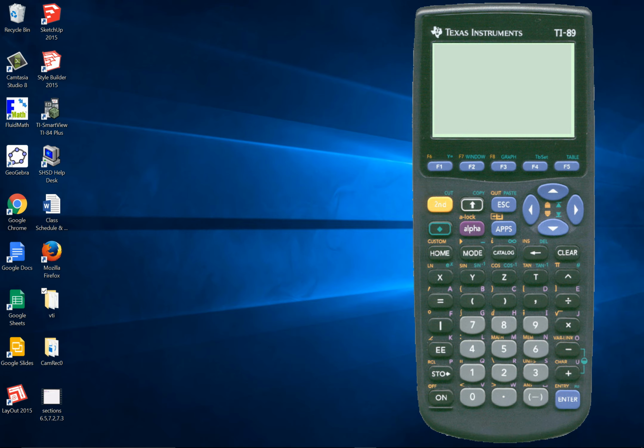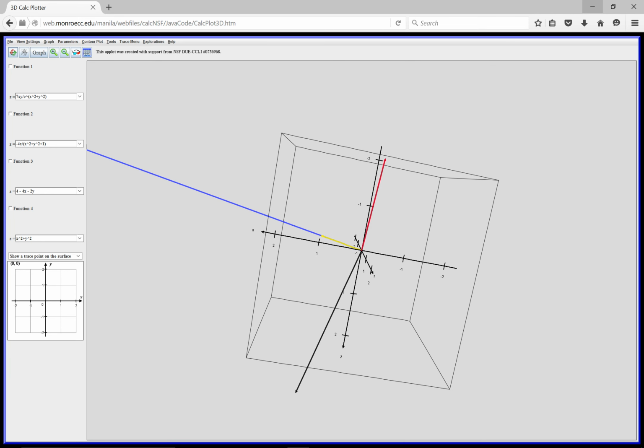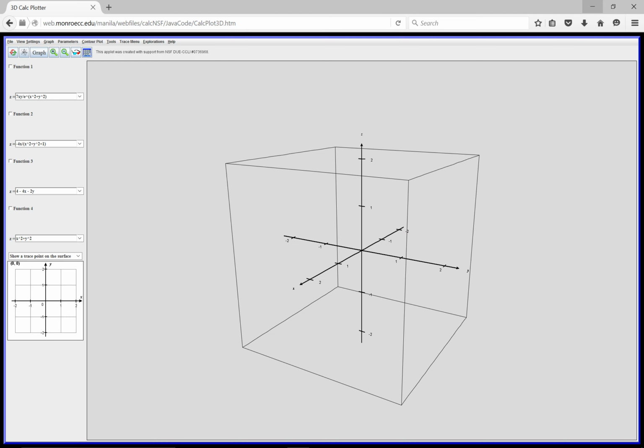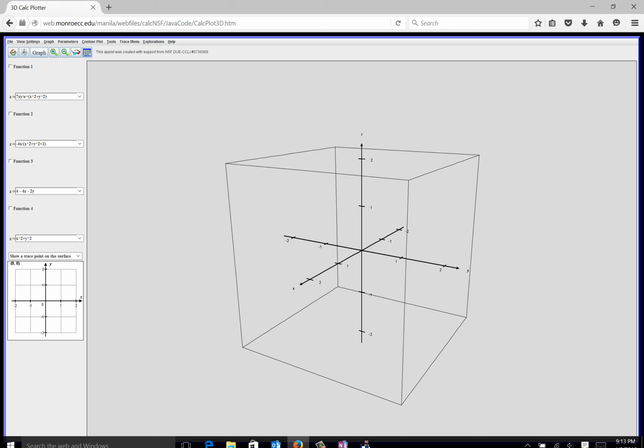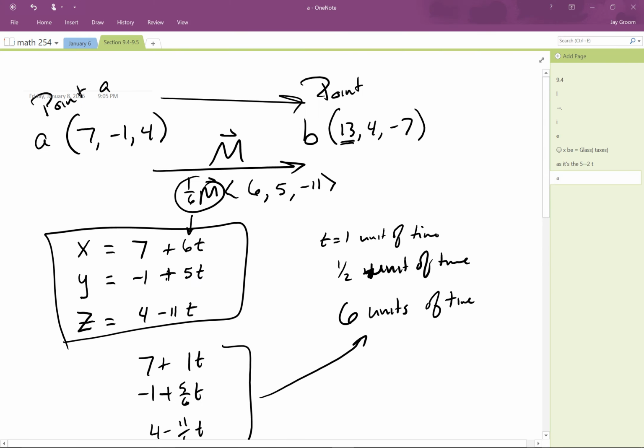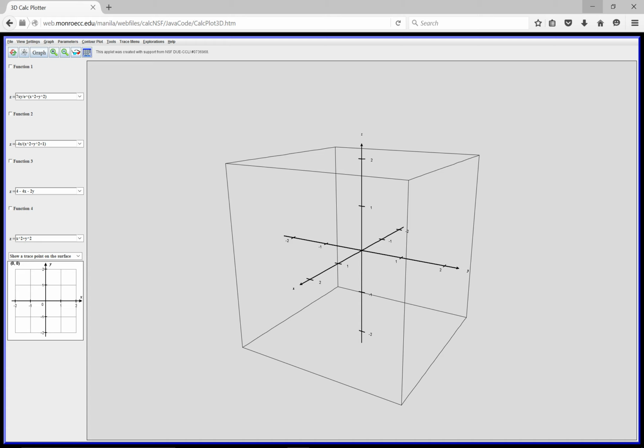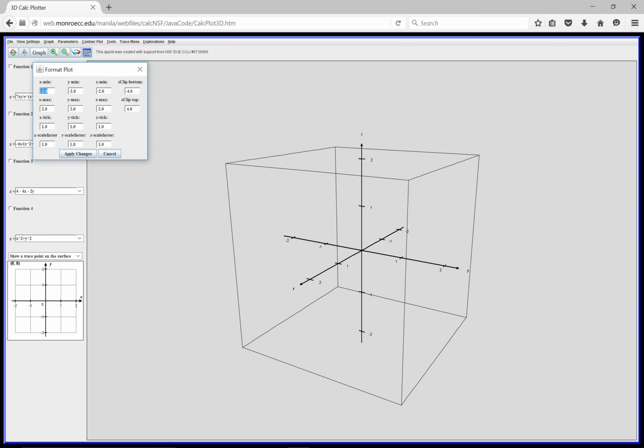in 3D Calc Plotter is pretty cool, because we can come in here, if you hit this redo, it just resets the program. Get rid of that stupid function again. We don't want it. Okay. I forget what my original points were. I'm going to plot them. So my original point, 7, negative 1, 4. And I'm going to go from negative 10 to positive 15 in every direction, if you don't mind. Just want to make it simple on myself. I don't want to have to sit there and screw with it. So negative 10, 15, negative 10, 15, negative 10, 15, done.